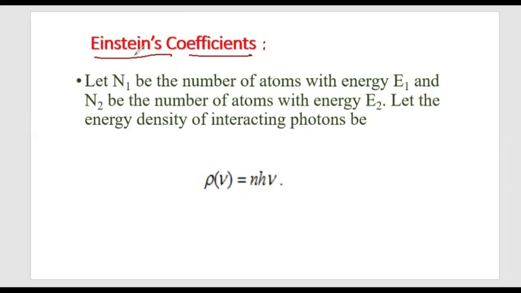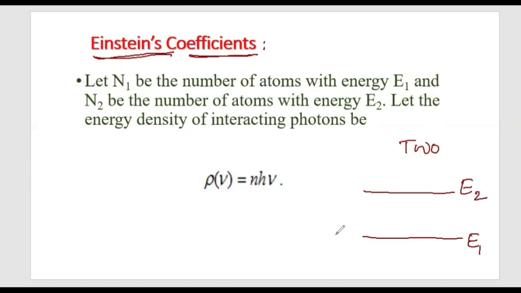Hello students, I am going to explain Einstein coefficients in this video. Einstein has derived two relations using his Einstein coefficients. First, he has considered two energy levels. Let E1 be the lower energy level and E2 be the upper energy level.